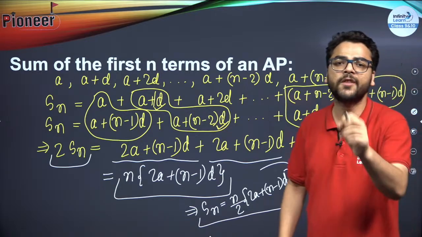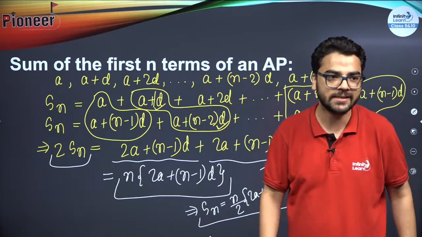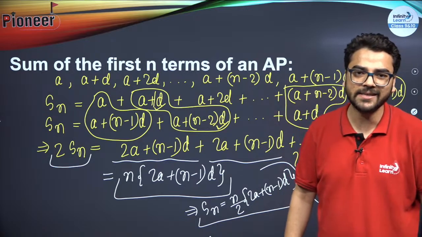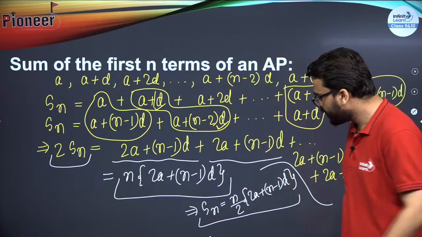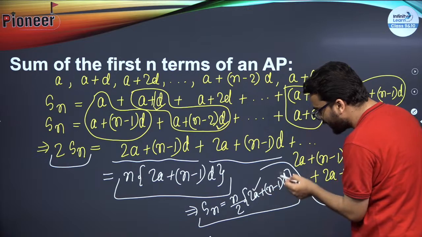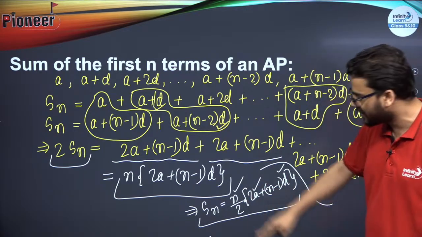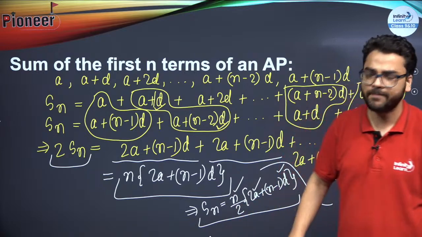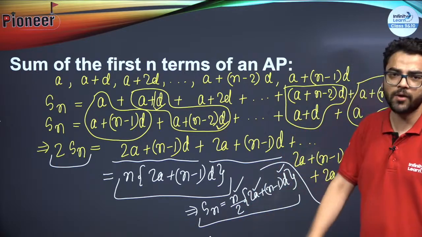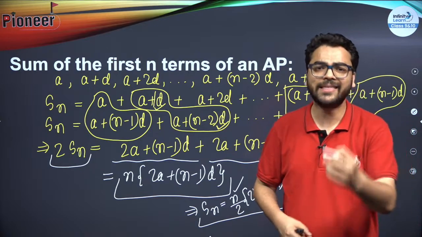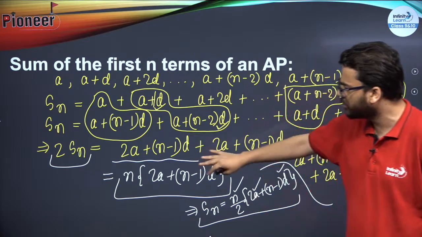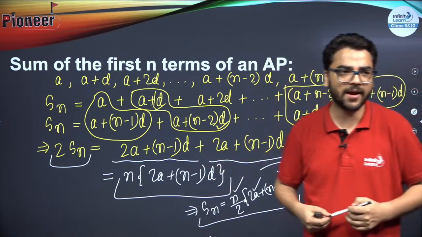Is the proof of the formula clear to every student in this session? Just confirm that, guys. That if the first term of an AP is a, the common difference is d, and the number of terms you're considering is n, then the sum of the first n terms of an AP is going to be n by 2 into 2a plus n minus 1 into d. And that is the proof of it. It's a very simple proof. I hope this is clear to every student.